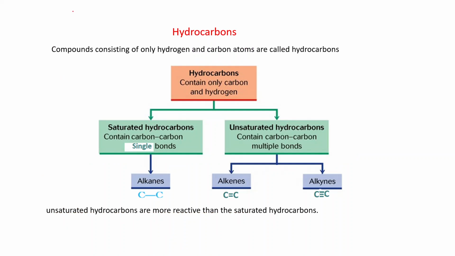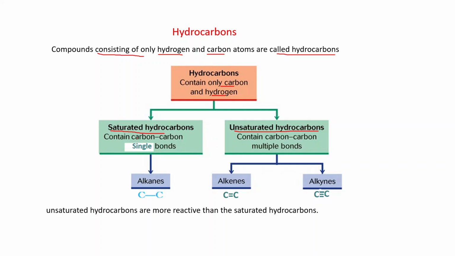First, what are hydrocarbons? Compounds consisting of only hydrogen and carbon atoms are called hydrocarbons. That is, only carbon and hydrogen. These types of compounds are known as hydrocarbons. They are classified into two categories: saturated hydrocarbons and unsaturated hydrocarbons.